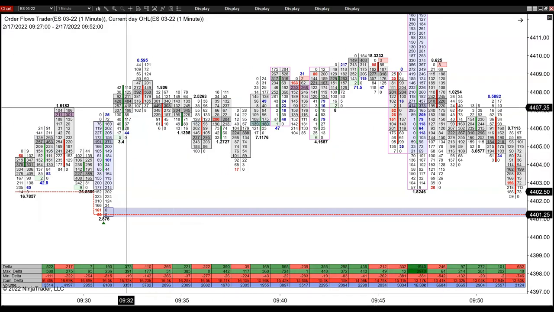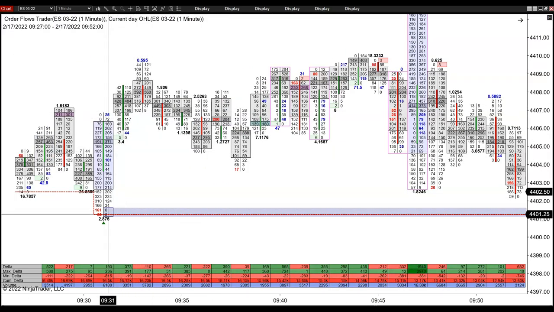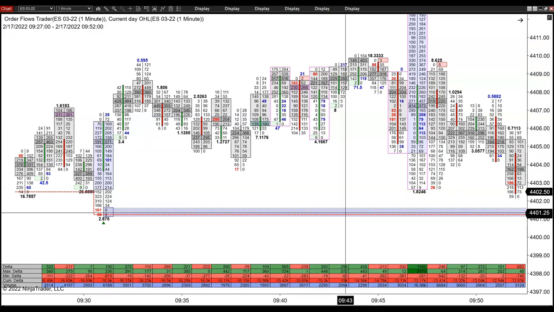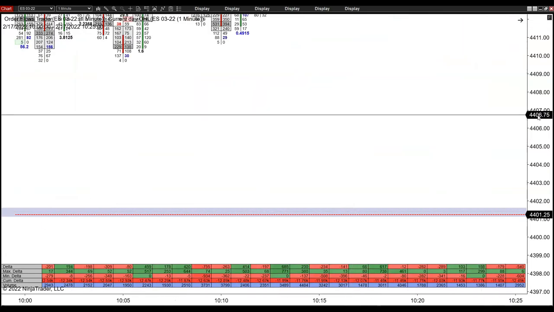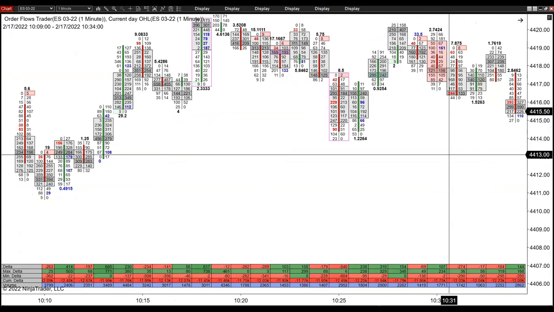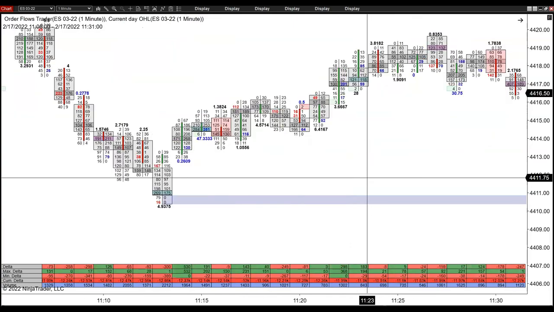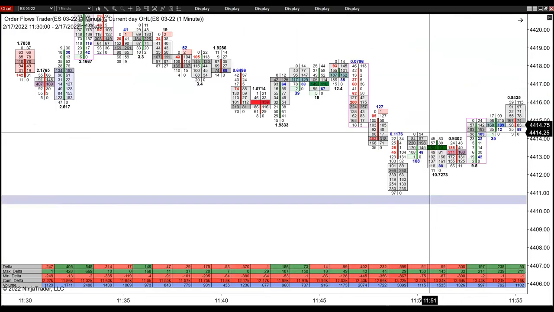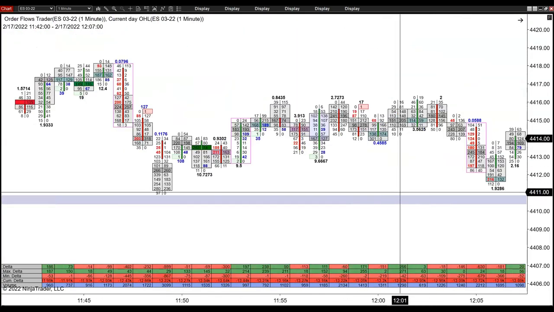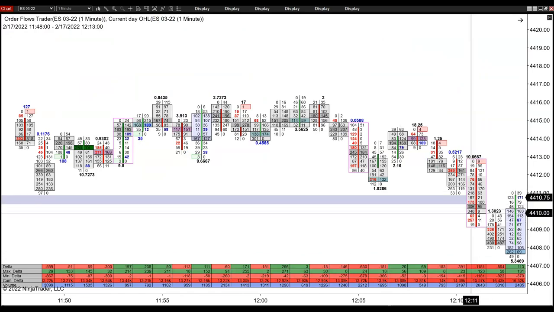But the low of the day, you're getting the buying tail at 44.01 and a half. It rallies all the way up in the 20s, gets another buying tail right here. It keeps rallying up. It comes down and tests it right there, and finally it breaks through.